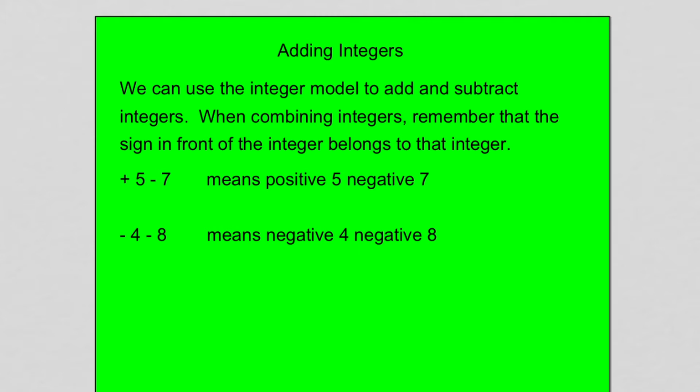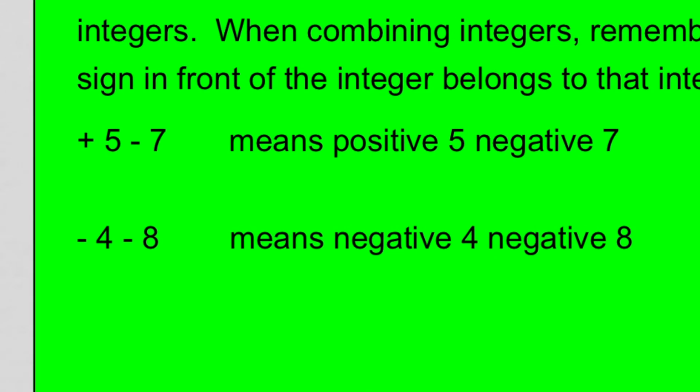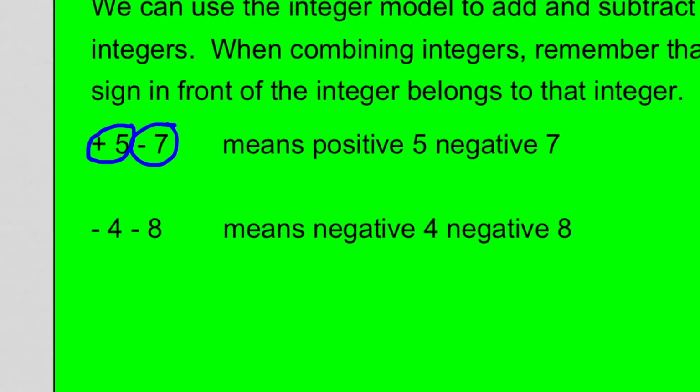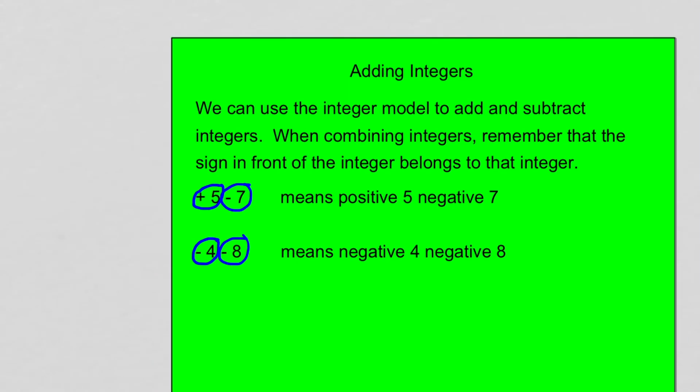integers. And when combining integers, the most important part is to remember that the sign in front of the integer belongs to that integer. So if I have this statement here, plus 5 minus 7, that actually means positive 5, negative 7. And what I'll often do is I'll write a little circle around the integer and its sign. That means positive 5, negative 7. And this statement down here, minus 4, minus 8, I like to think of that as negative 4 and negative 8. Okay? So the sign in front of the integer belongs to that integer.